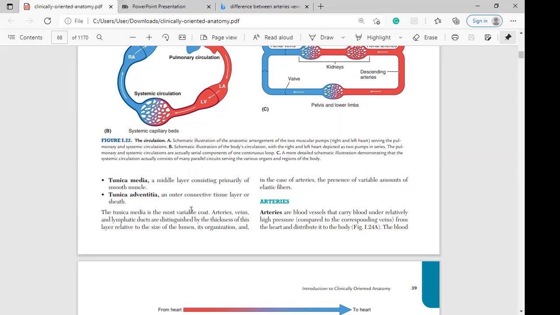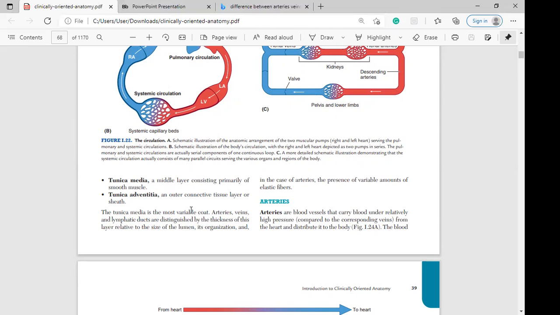But why does the artery have a thicker wall than the vein? It is because of the tunica media. The tunica media is what differentiates the arteries from the veins. Okay? And now we're going to look at the picture that I showed you.